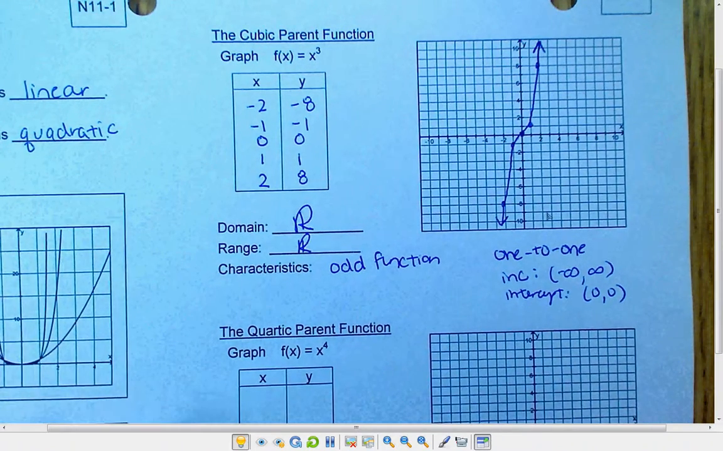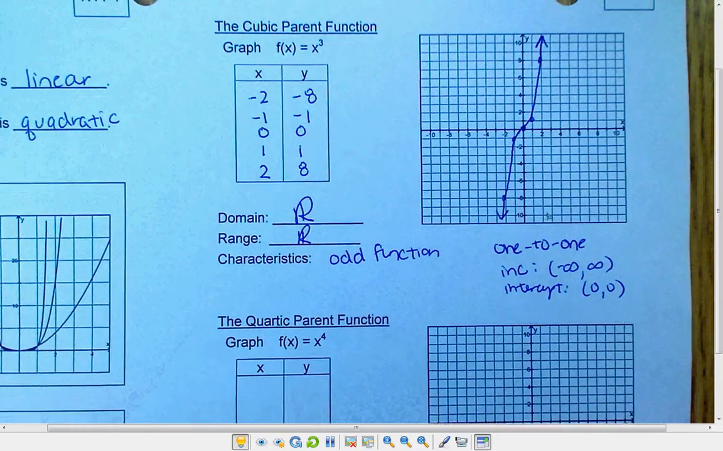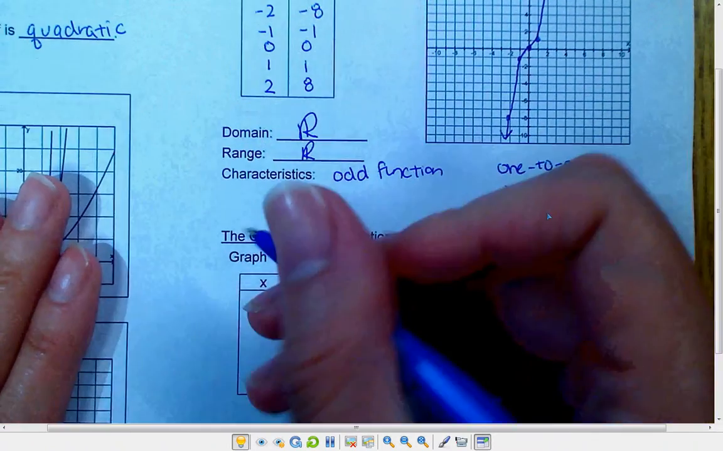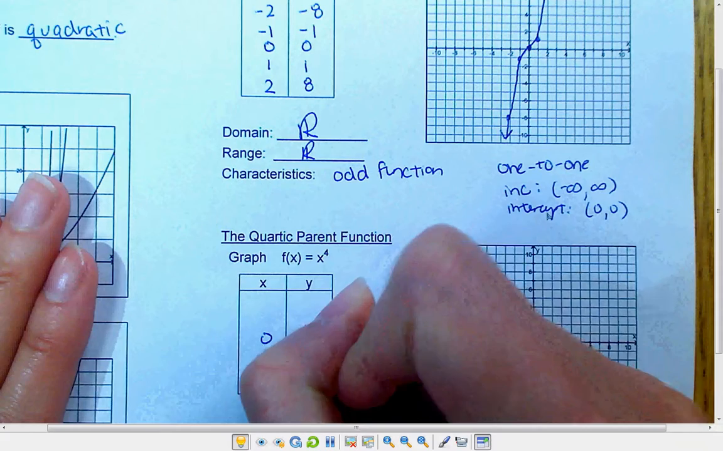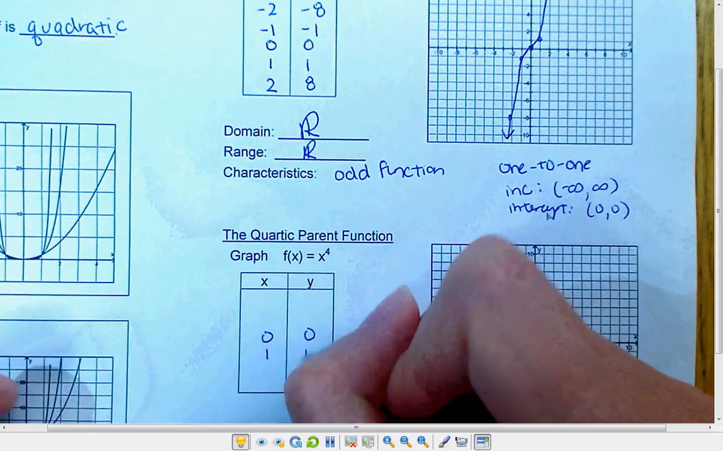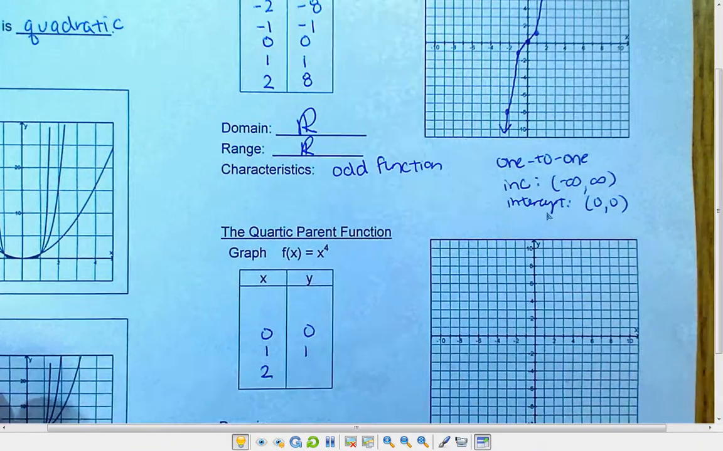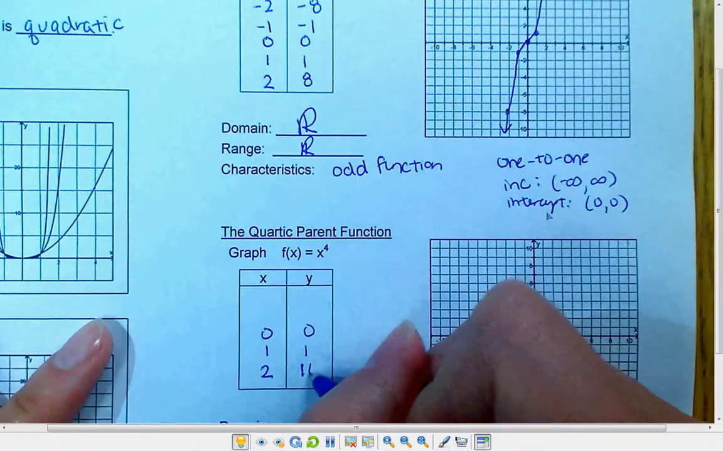The other parent function we're going to look at today is the quartic parent function, which is x to the fourth. So again, let's start at 0, 0. 1 to the fourth power is still 1. 2 to the fourth power is 16.